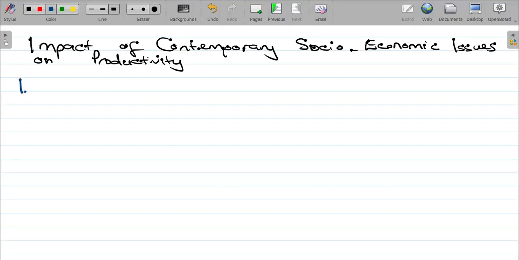So let's discuss population growth. Population growth is basically the increase of population over a period of time, right? When people are increasing. So what does it mean to the business?